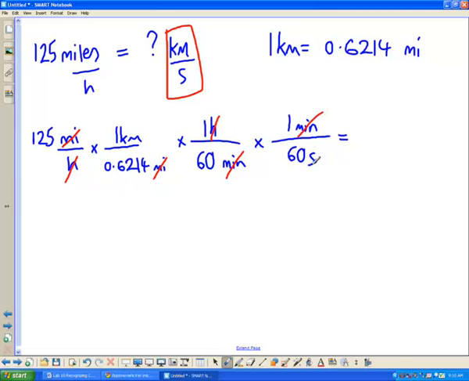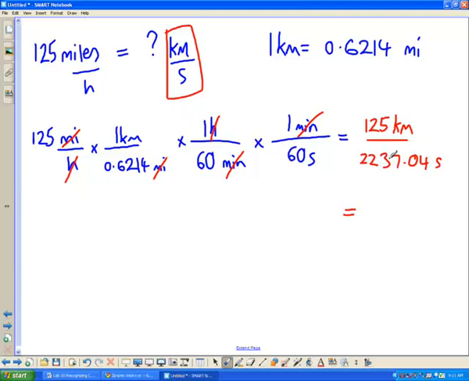And then all we need to do is just to go through and multiply and divide. And what I would recommend is for you to calculate everything on the top first, calculate everything on the bottom, and then just put the result here. So we have 125 kilometers on the top, and we have, what is that, 0.6214 times 60 is 2237.04 seconds.